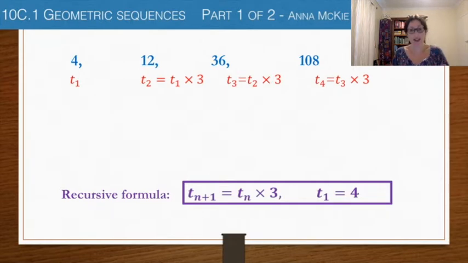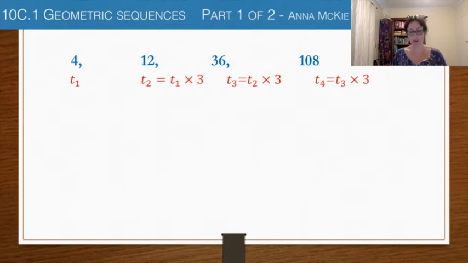Because otherwise you could have any set of numbers multiplied through by 3. You might start at 2, multiply that by 3, you'd get 6. Then 6 times 3 is 18. And so that's a completely different sequence of numbers. But if we define our initial term, then it will be this sequence of numbers that we're after.